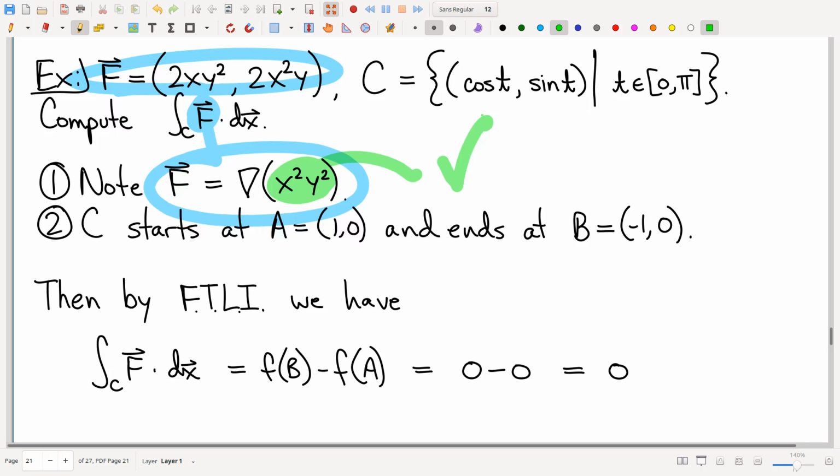And so we can use the fundamental theorem of line integrals. Again, it's just a matter of plugging into this function. You just plug in the endpoints. The endpoints are easily computed. F of b minus F of a. Bam, done. No integrating required.